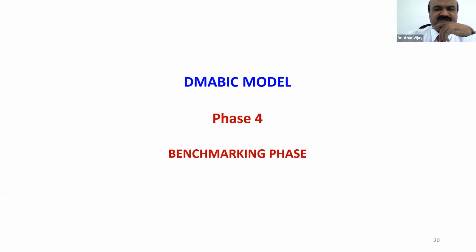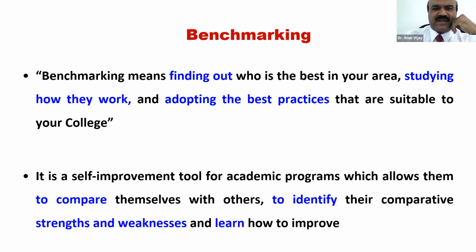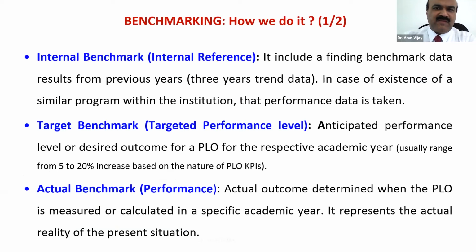The next phase will be the benchmarking phase, the fourth phase. Once we analyze the data, we want improvement. To improve, we need benchmarking. We benchmark with the outside organization. That may be a parallel program or within the institution. So this is the way we do benchmarking. Finding out who is best in our area and adapting the best practice. We compare ourselves and adapt the best practice to improve. These are the benchmarking we do.